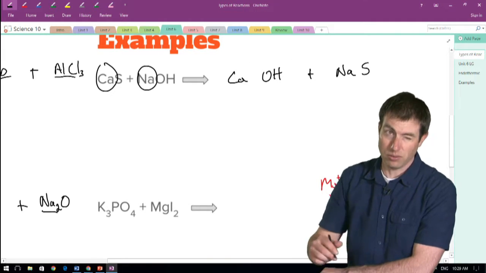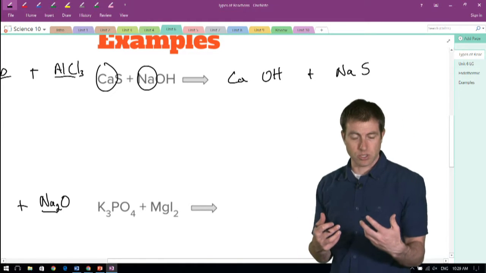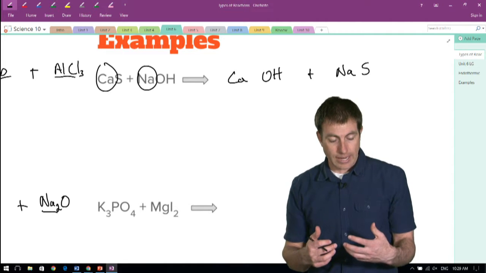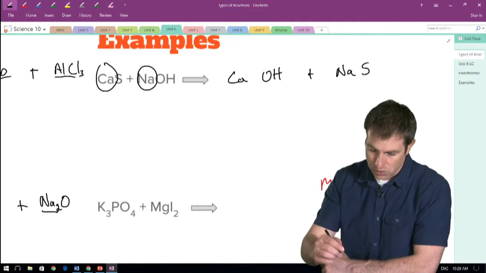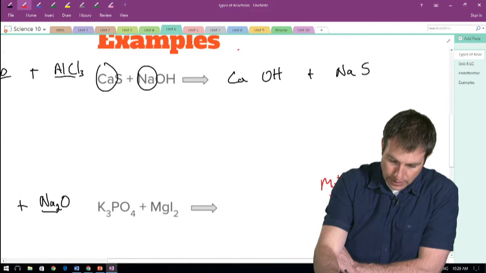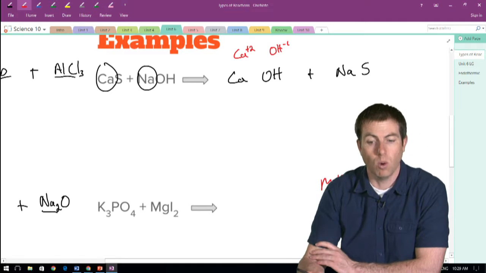Now I can't just write down the elements. I have to make sure my charges are all right and balanced here. And calcium is Ca, it's plus 2 always. And then OH is hydroxide, and off my polyatomic ion sheet, that OH is always minus 1.